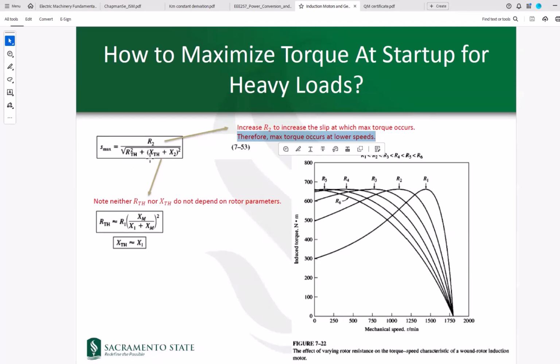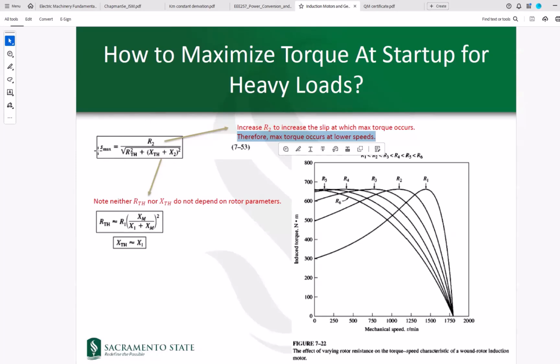And look at here, the other components in this equation of S max, R Thevenin or X Thevenin, they do not depend on rotor parameters. Only X2 depends on. So one way to have your maximum torque happening at startup or close to startup would be to maximize R2 or to minimize basically X2. Let's talk about R2 only here.